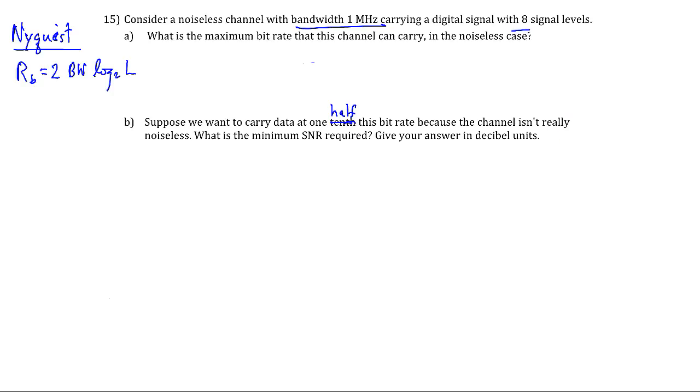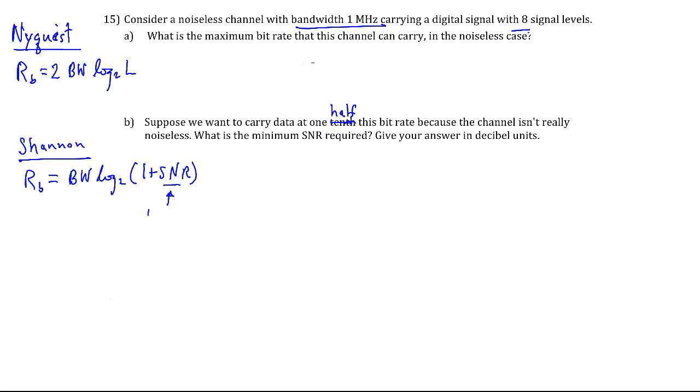Well, now we have a real channel that's not noiseless, and we're going to use the Shannon equation. And it says that the maximum bit rate is the bandwidth times log base 2 of 1 plus the SNR, where the SNR is given as a ratio. Okay, so I think I know which equation I'm going to use for each part. We got a noiseless part and a part with noise. And so let's write down what we're given.